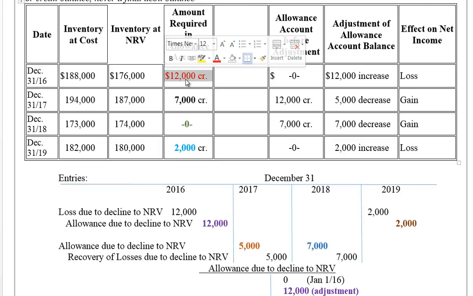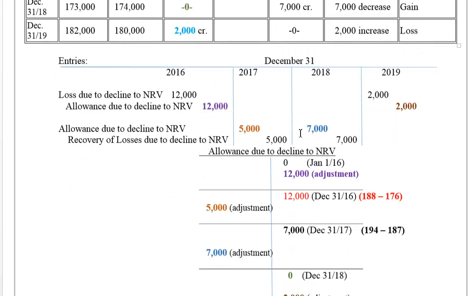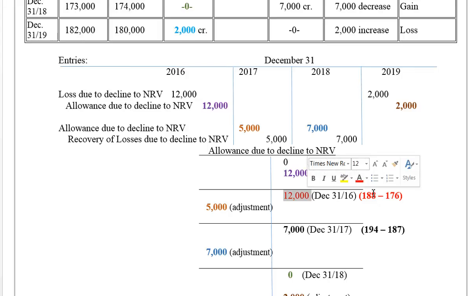The amount that we need to have in the allowance account is the ending balance, the difference between cost and net realizable value. So at the end of 2016, to make that so, we have to make an adjustment to the allowance to credit it $12,000, to take it from zero to $12,000. So we're going to debit the loss and credit the allowance account for $12,000.